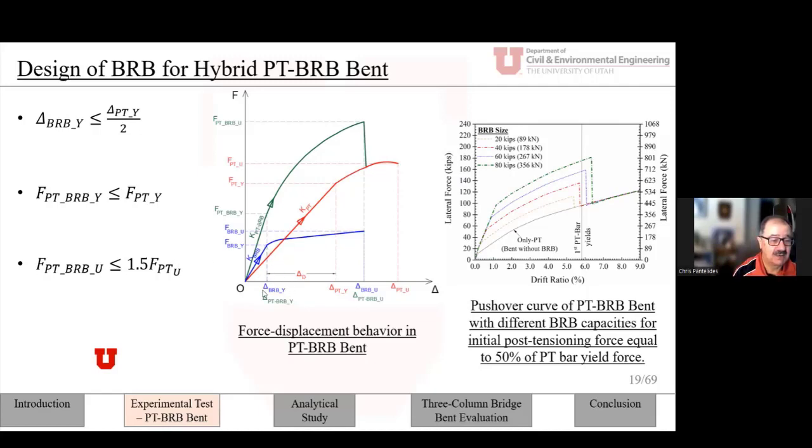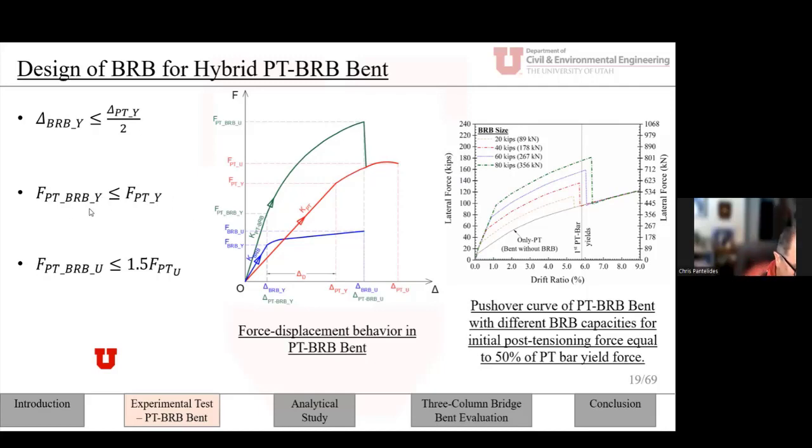Similarly, the force in the BRB, which is this one here, the combined hybrid bent, must be less than the yielding of the post-tensioning columns themselves. So this is the yielding point, and we want the composite to be less than that. And the overall strength, we want the strength, which is this point here, to be less than 1.5 times that of the post-tensioning bent itself. Otherwise, the system becomes too strong and it will overwhelm the other components. So these were the three rules that we came up with.